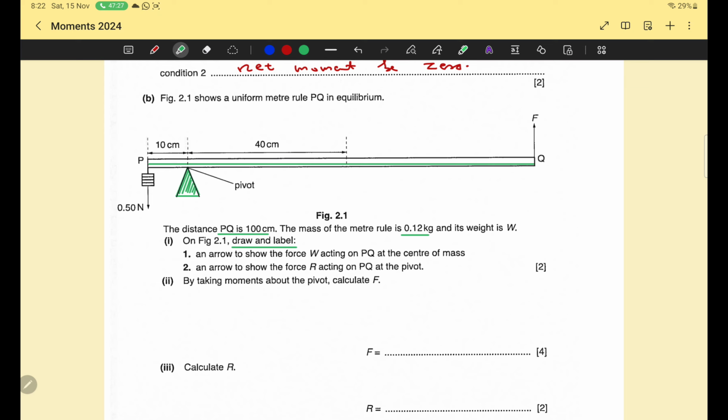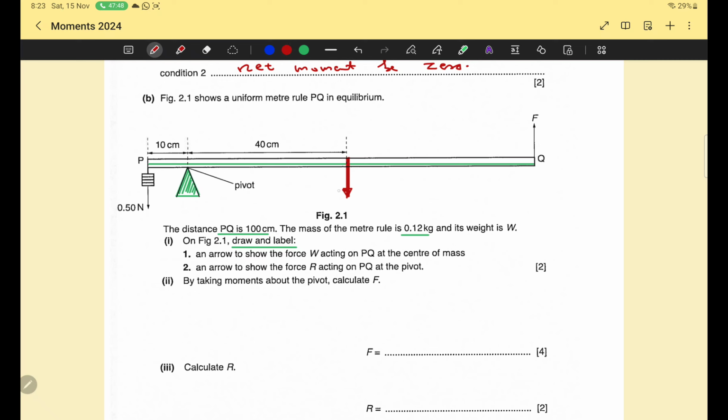Okay, so total length of the ruler is 100 centimeter. This is a uniform ruler. If the ruler is uniform, then weight always acts at the center, from the center. So the weight of the ruler from the center of the ruler.